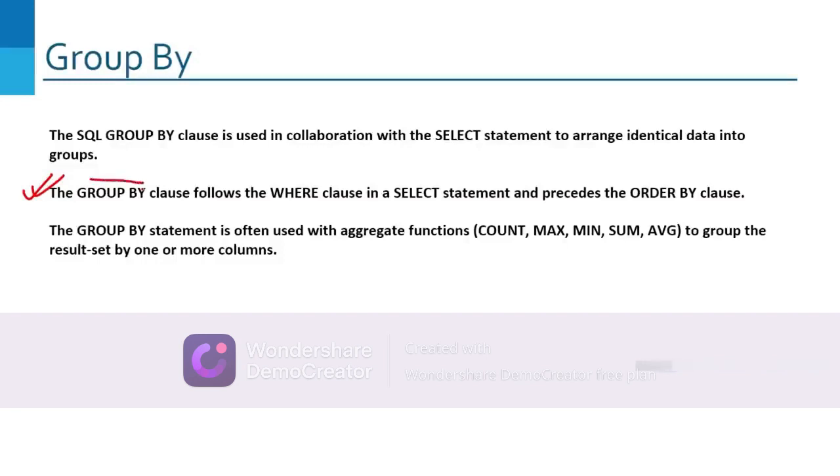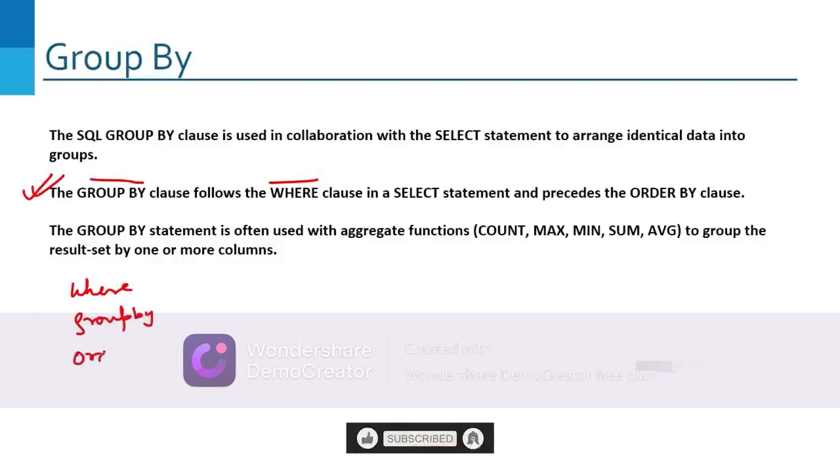So the group by clause follows the where clause. That means after the where clause, group by will come in a select statement, and it precedes the order by clause. So the real sequence of these is in this particular order. The group by clause follows the where clause in a select statement and precedes the order by clause, right? So this is how you will arrange your particular query.